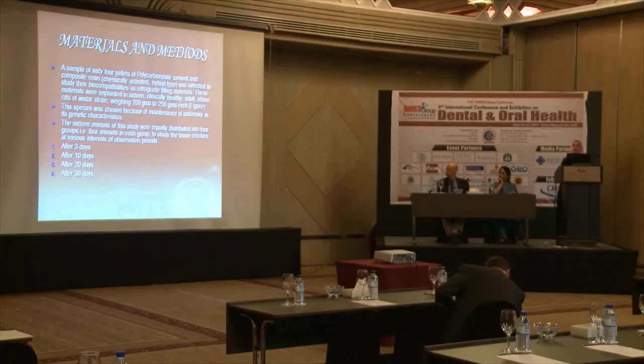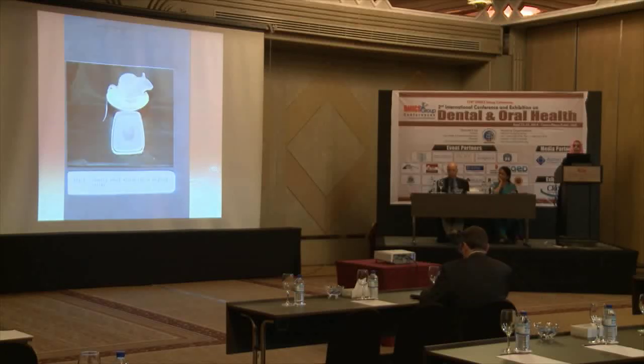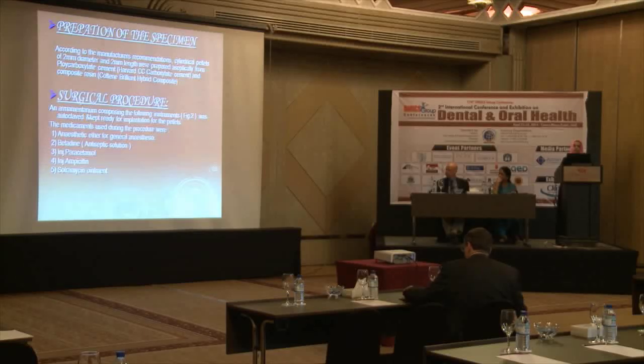The 16 animals of this study were equally distributed into 4 groups, that is 4 animals in each group, to study the tissue reaction at various intervals of observation periods: after 3 days, 10 days, 20 days and 30 days. This shows the albino rat on the weighing scale.